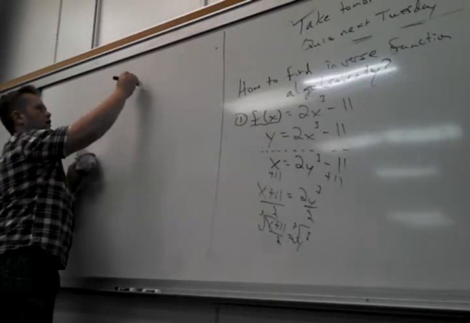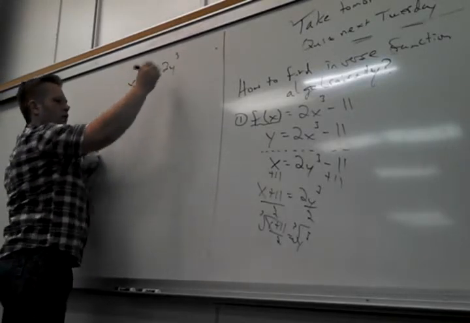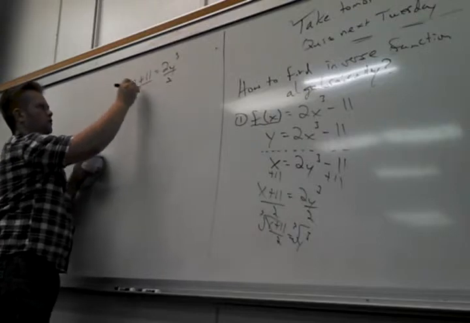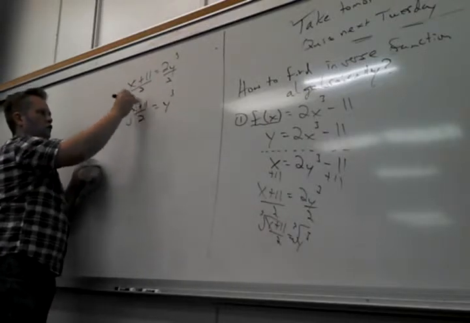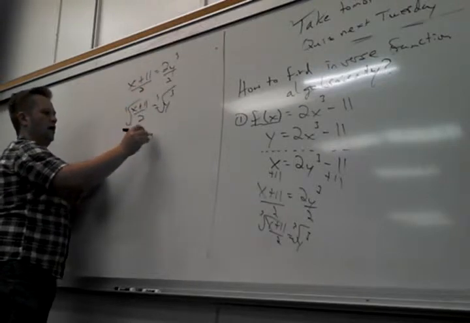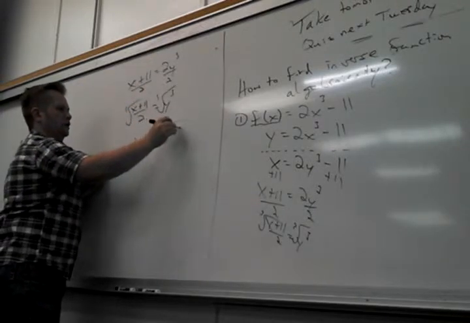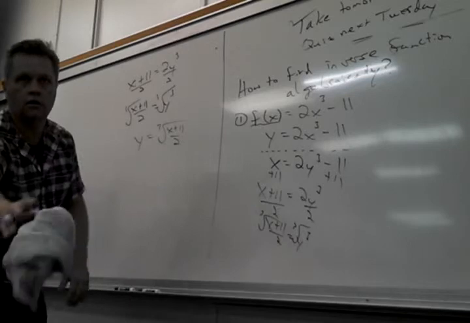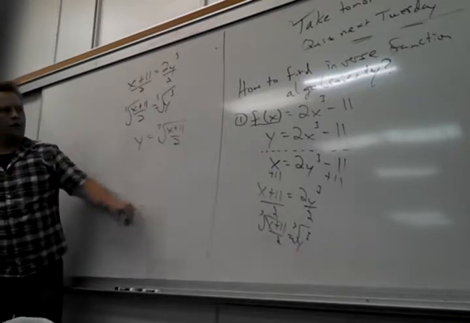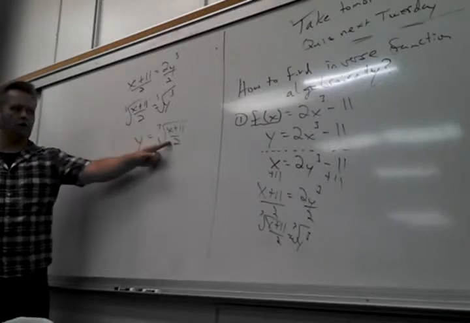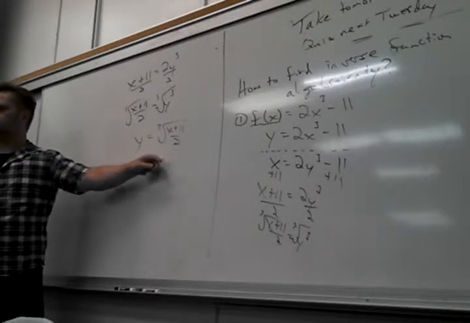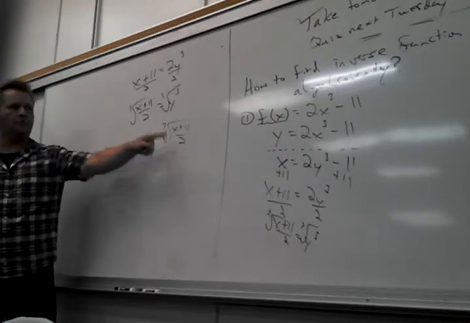So we start here. So divide by 2. It's like a cube root. So I get y equals cube root x plus 11 over 2. Now, if f of x is this, what can I replace y with? What is this? The inverse of f. Good, f inverse. That's the opposite of f.